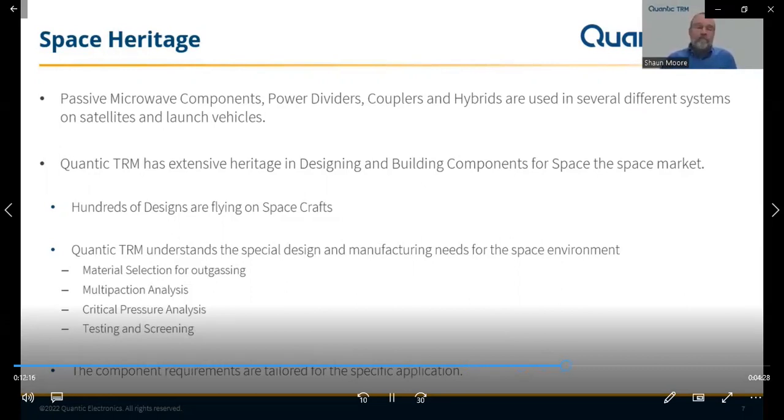Well, great information as usual. And finally, in addition to the company's successful track record, what are some of the unique aspects or differentiators that Quantic TRM brings to the table when it comes to space applications?